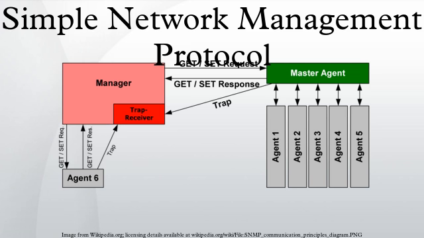SNMPv3 defines a number of security-related capabilities. The initial specifications defined the USM and VACM, which were later followed by a transport security model that provided support for SNMPv3 over SSH and SNMPv3 over TLS and DTLS.